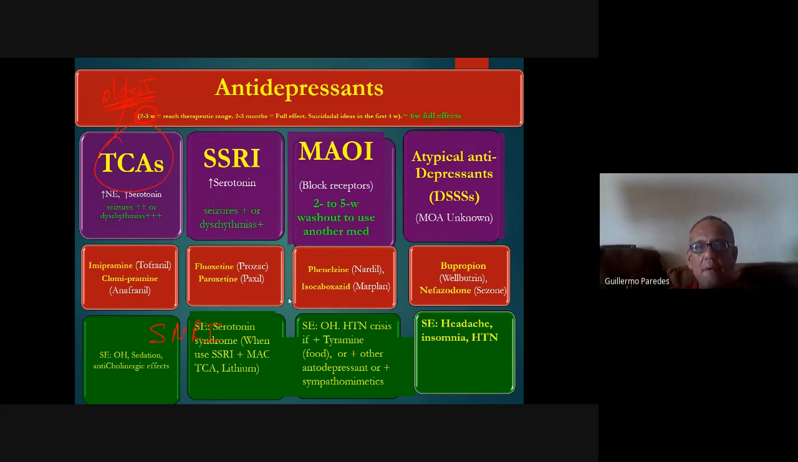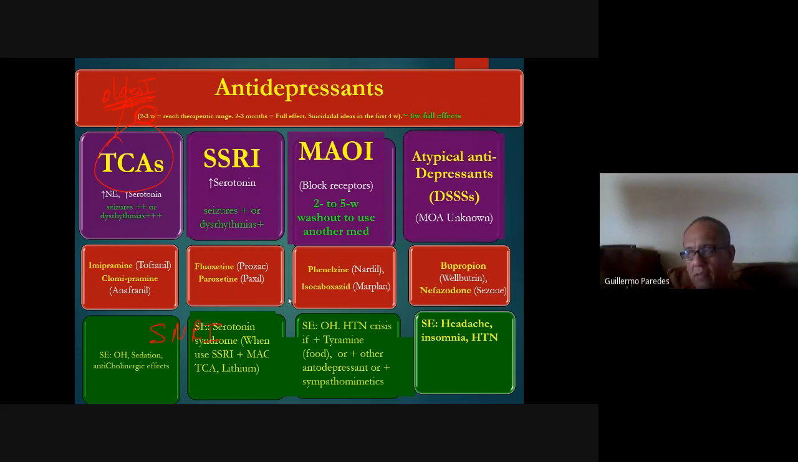MAO inhibitors, a very high-yield question always asked. MAO inhibitors, remember, use your knowledge of Parkinson's. MAO inhibitors do not mix with tyramine. Tyramine. Okay? Tyramine is going to be in food. Where do we see tyramine? Cheese and wine. Cheese and wine, excellent. And that can produce hypertensive crisis. That is mostly what we call hypertensive crisis.